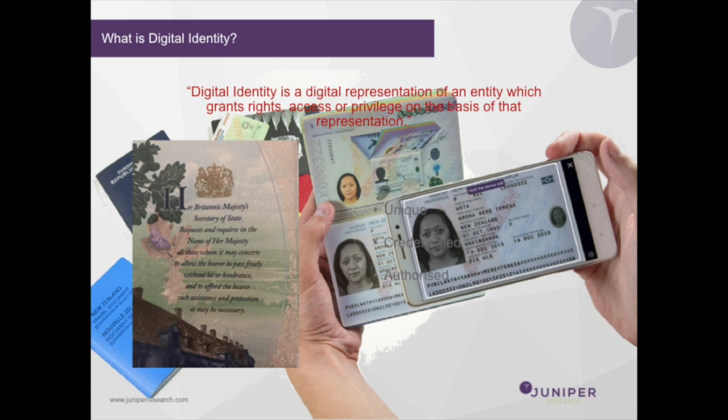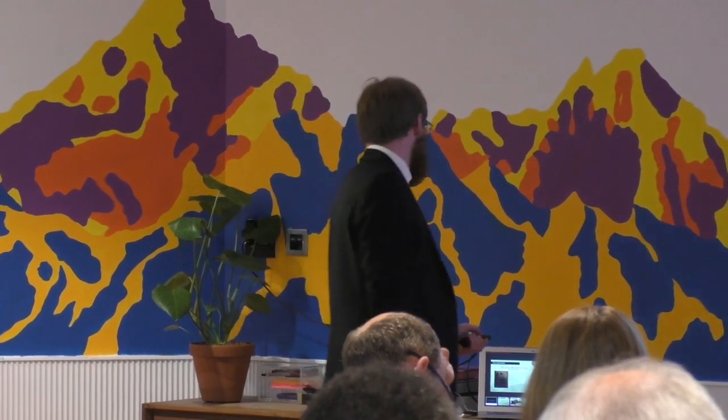And that's even true for passports, because the first page of a passport says that Her Britannic Majesty, or whoever is the passport issuer, requests that you be given free passage without let or hindrance, and that the bearer be afforded such assistance and protection as may be necessary. That's what that particular identity credential provides you.